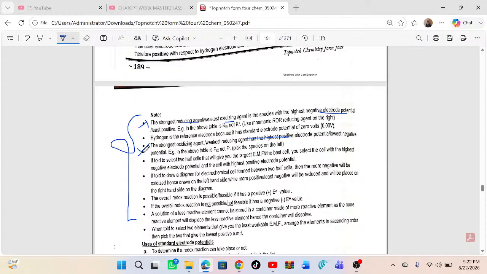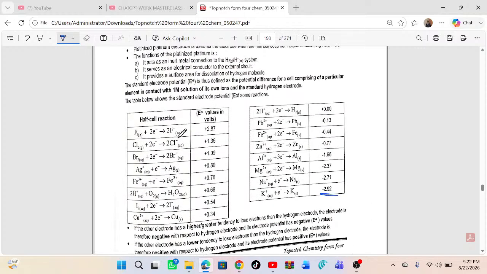The strongest oxidizing agent stroke weakest reducing agent has the highest positive electrode potential or the lowest negative. In the above cases, it's F, not F negative. So you always pick the species on the left. So strongest oxidizing agent inamaanisha nini? Una take the one with the highest positive. So unafika hapa unasema the one that with highest positive. Ni gani? Ni hii ndio iko the highest positive. Lakini badala uandike F negative, unachukua the one on the left side. Unachukua the left side. I hope I'm clear. You think on the left side.